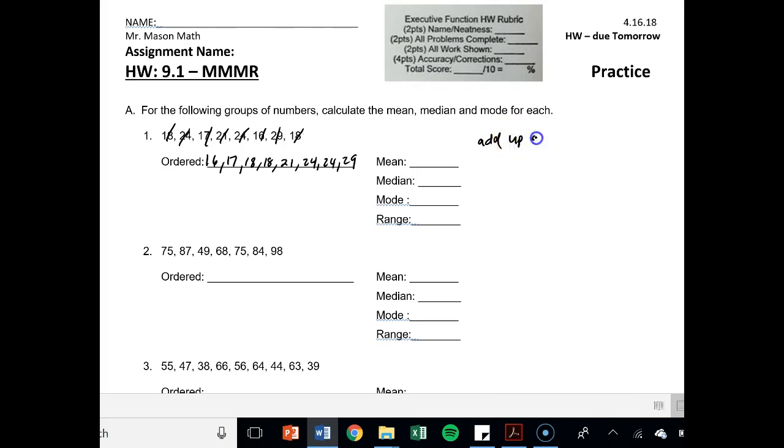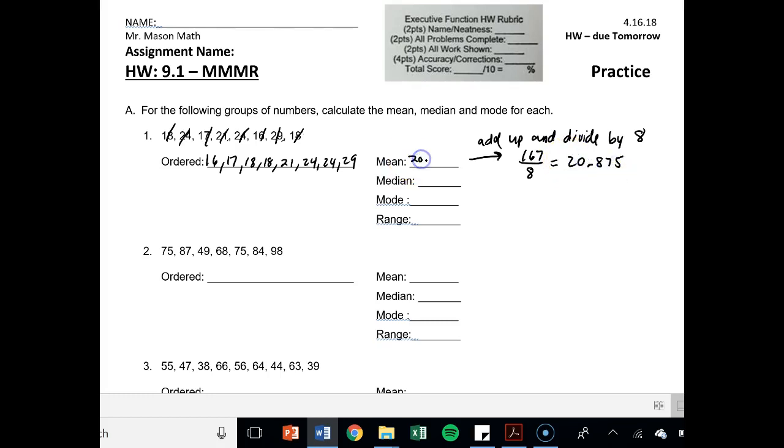And divide by how many numbers do we have? 1, 2, 3, 4, 5, 6, 7, 8 numbers, right? So you're going to want a calculator, but when you do that addition, you're going to get a subtotal of 167 divided by 8, and that's going to give you a decimal of 20.875.